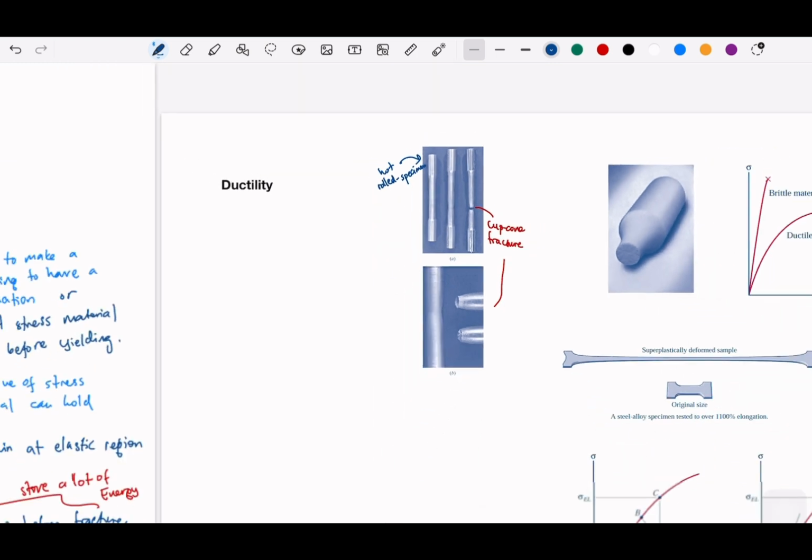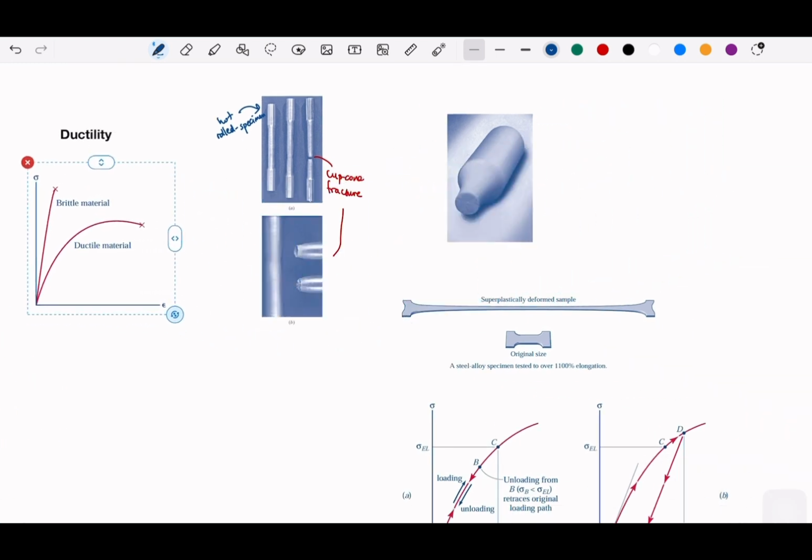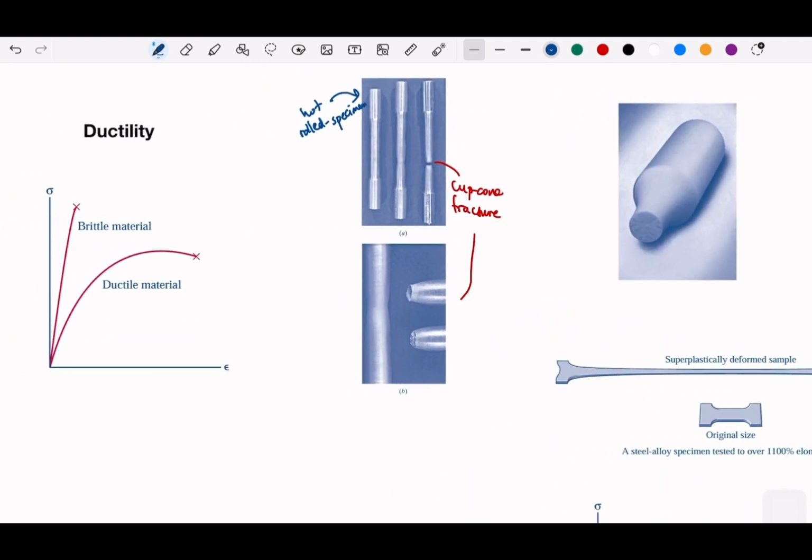And for some ductile material, if you compare with the brittle material, the difference is that for the ductile, the area under the curve is large. For the brittle, it's very small. Okay. And this is typical for brittle material here. It has a different mode.